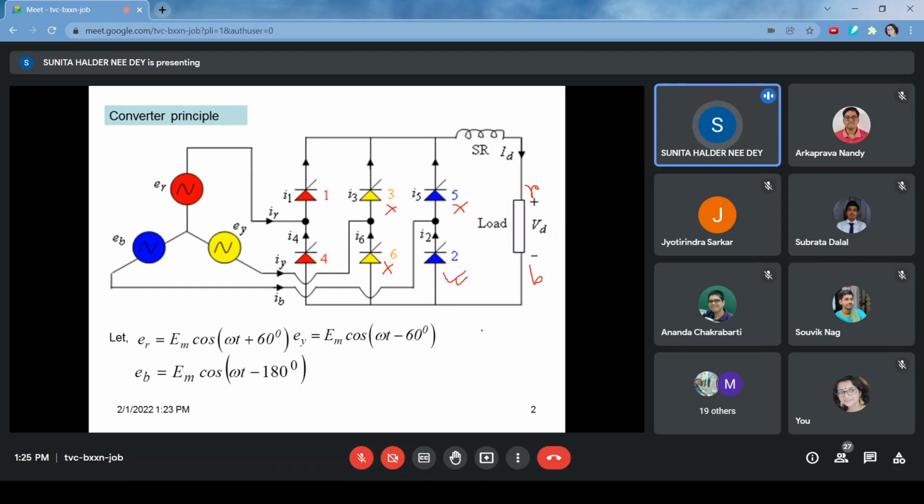So what will be the voltage available at that particular instant across the load? It is VRB. In this way it will change: VRB, VRY, then VYR, VYB. In that way it will change, and we shall get 6 possible combinations within one complete cycle. That's why it is called a 6 pulse converter.